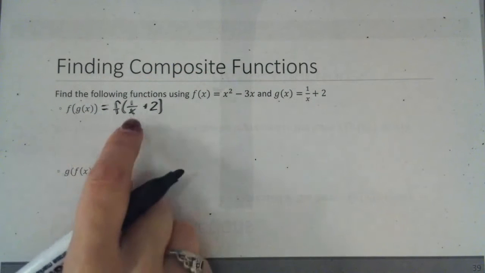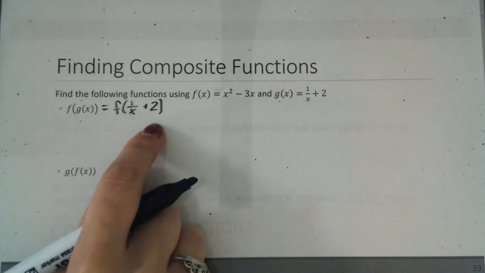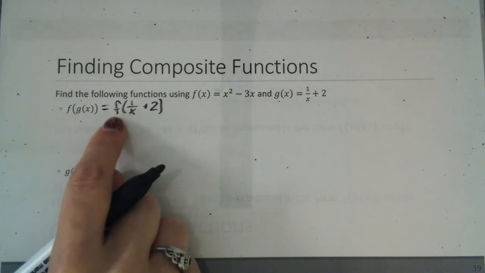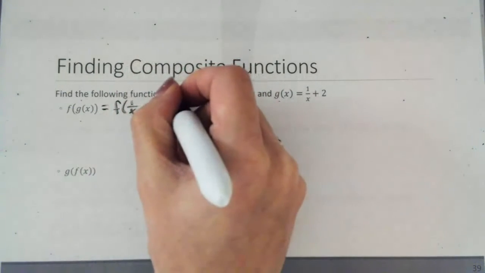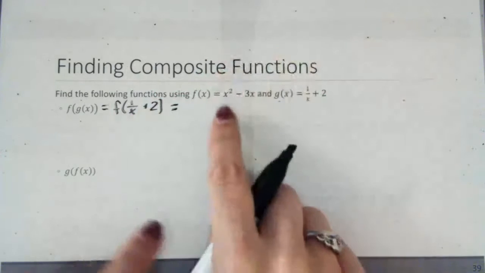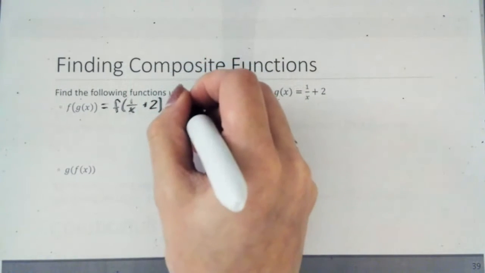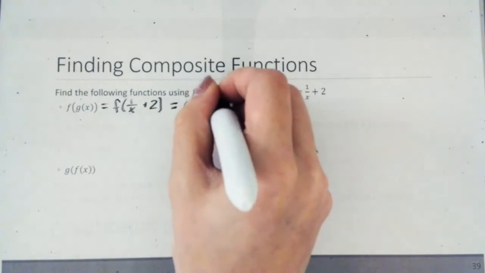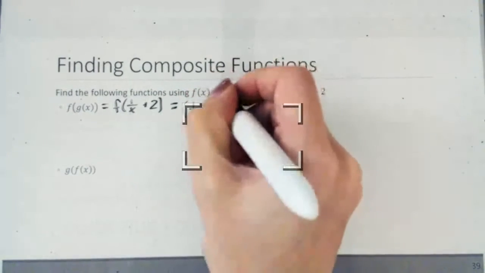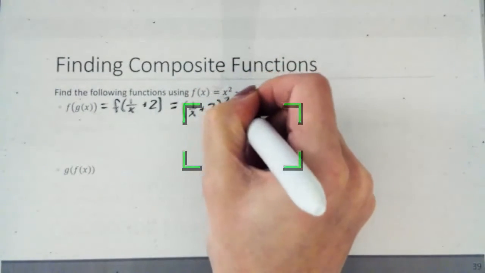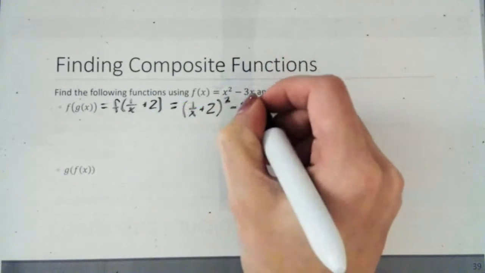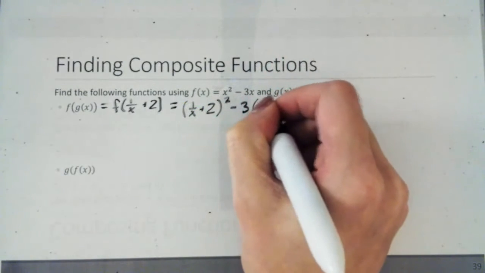So what I need to do is take this 1 over x plus 2 and plug it in for x everywhere it exists in the function f. So that's going to be, I see an x, so I'm going to replace it. 1 over x plus 2, that is squared, minus 3. I see another x, so I need to replace it again.